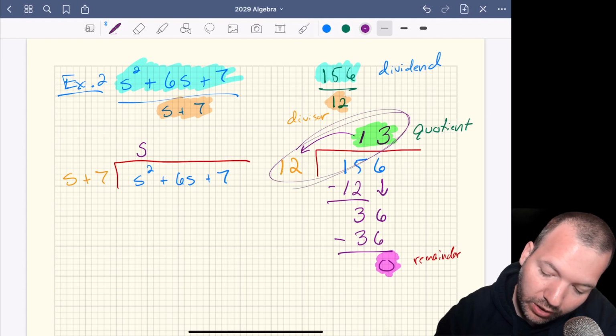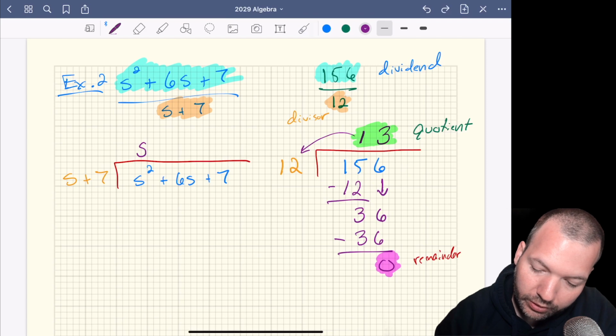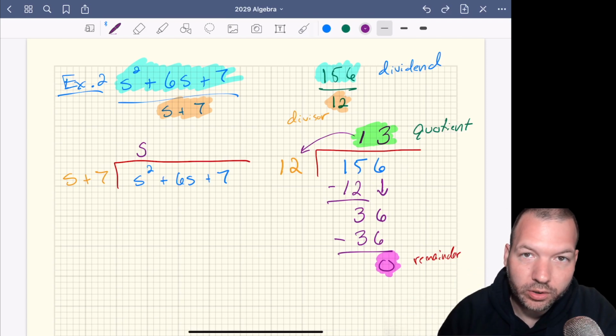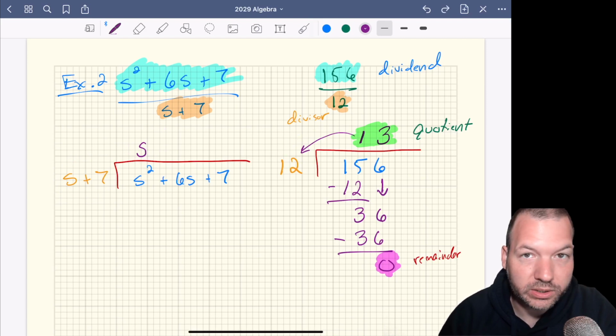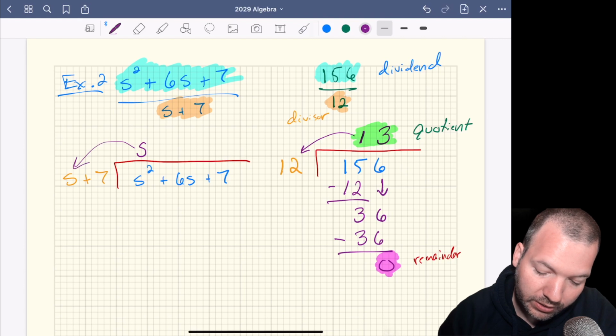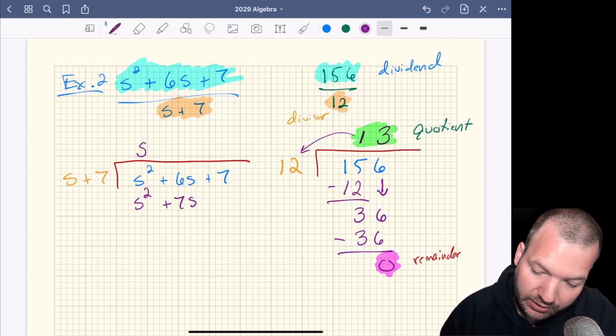And just like over here, how we multiplied the 1 and the 12 to find what's left over, we're going to multiply the s and the s plus 7. Notice we didn't multiply 1 times 1, right? We did 1 times the whole number. We're going to do s times s plus 7. This is not a 5, it's an s. S times s is s squared. S times 7 is 7s.